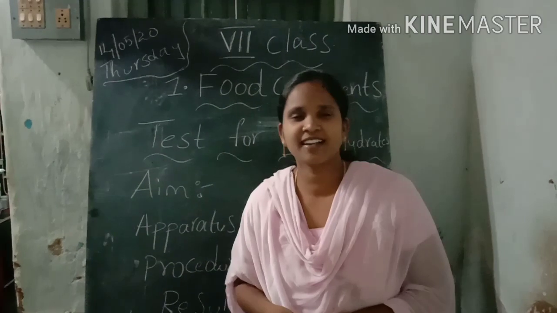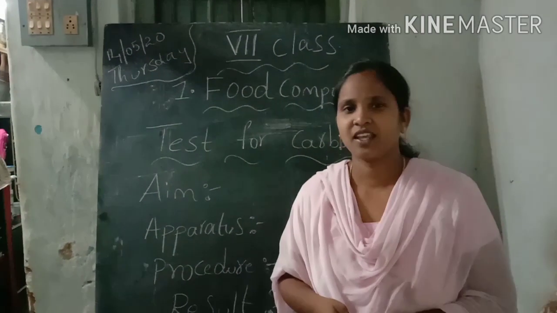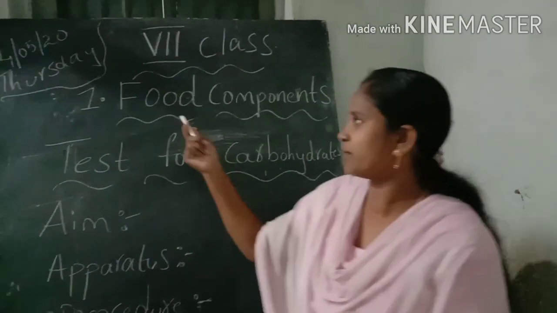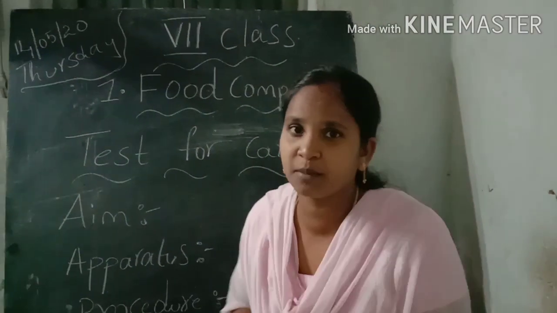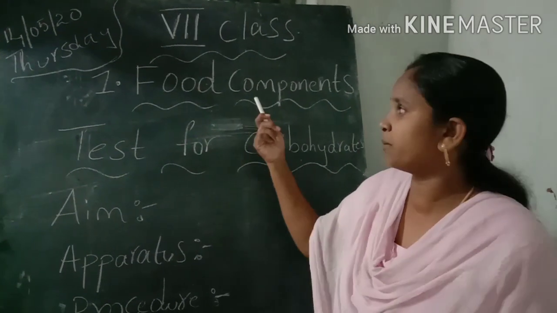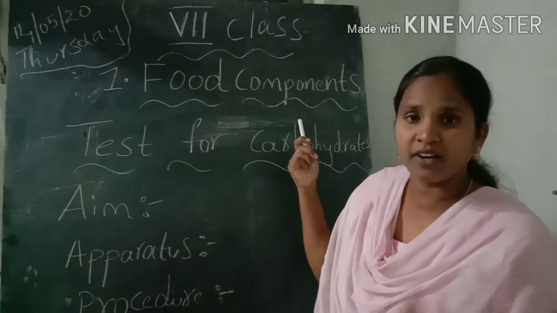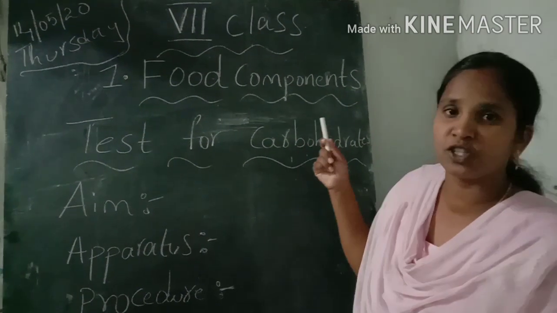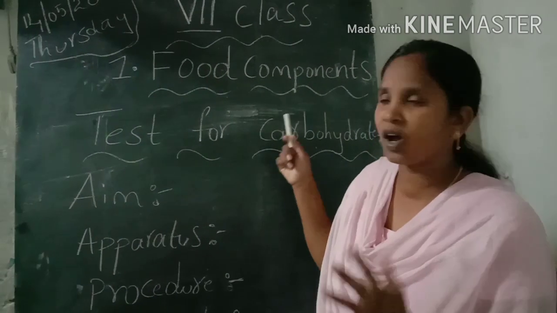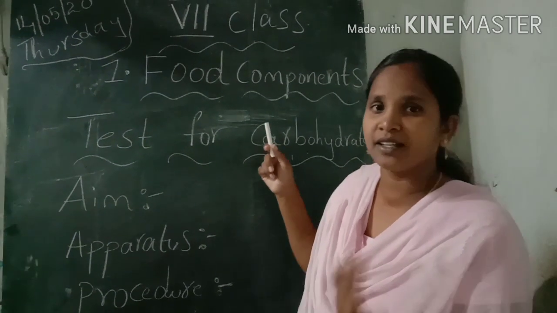Today I would like to start the lesson where we stopped last time. In the last class we discussed food components. Our first lesson name is food components. We discussed the types of components and their importance. We all know that components are divided into 5 types. They are carbohydrates, proteins, fats, vitamins and minerals.